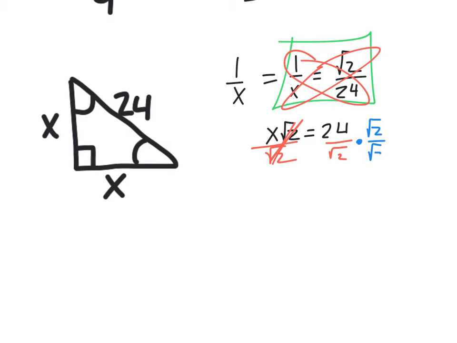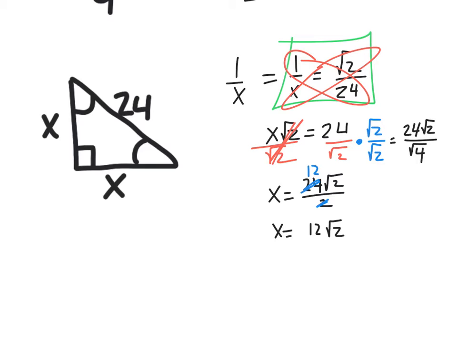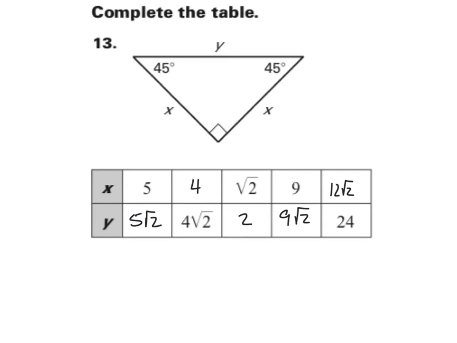Multiply top and bottom by the square root of 2, which gives me 24 square root of 2 over the square root of 4. And so x equals 24 square root of 2 over 2, and 2 goes into 24 12 times. So x equals 12 square root of 2. Okay, so there's the answer to number 13.